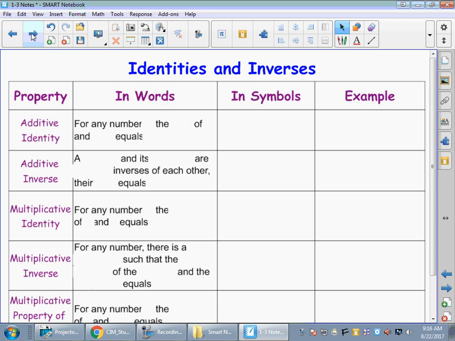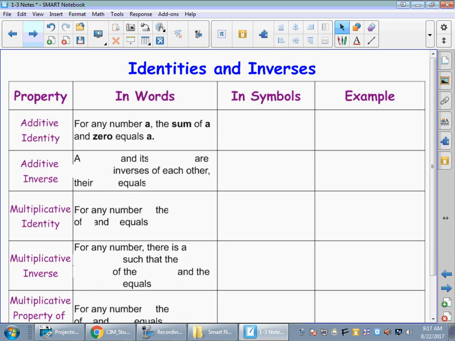An identity is who you are. So in math, an identity is who a number is. So identities are things that occur to numbers that don't change their value. There's 2 types of identities. There's additive identity and multiplicative identity. And then inverses are the opposites. So there's opposites in addition, and there's opposites in multiplication.